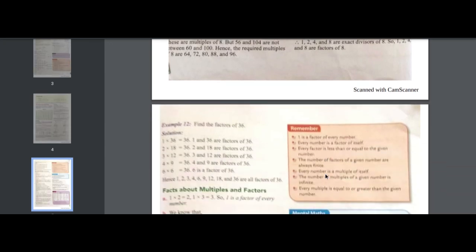Now, an example: find the factors of 36. First we have to find all the multiples. Then for cross checking we have to do the division. If every multiple gives remainder 0, then the answers are correct. Got it? So remember the yellow box. 1 is a factor of every number. Remember that. Highlight this point. 1 is a factor of every single number.